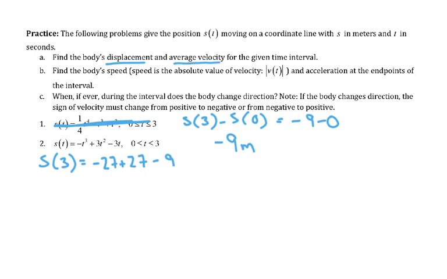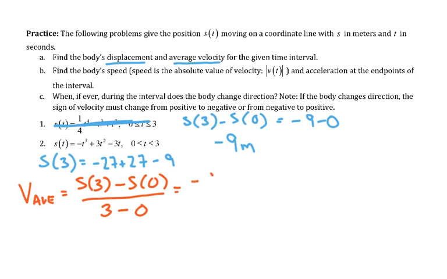Well, that will be, let's write it a little better. We'll call it velocity average. S of 3 minus S of 0 over 3 minus 0. Negative 9 over 3. So negative 3 meters per second is your average velocity.